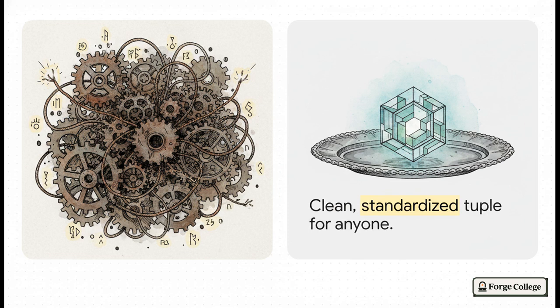But when you wrap it in the EIP-2981 interface, it translates that messy internal logic into a super clean, standardized tuple. It acts as this sleek translator, serving your royalty math up on a silver platter for the rest of the world to actually understand.